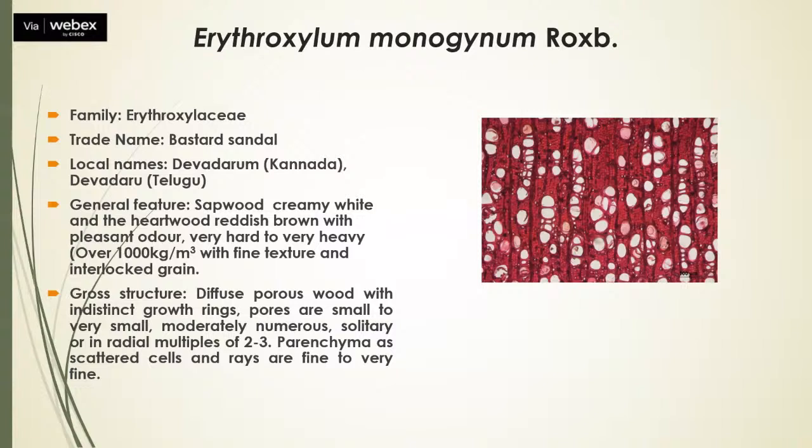So let us go through one by one. Anatomy of the Erythroxylum monogynum, which is an adulterant of the sandalwood. This is from the family Erythroxylaceae, whose trade name is bastard sandal, and it is known as Devadaru in Telugu. Its general features: it also has sapwood, same as sandalwood, that is creamy white, and the heartwood is reddish brown. It also has a pleasant odor, but the odor is not similar to sandalwood. It is also very hard and very heavy, around 1000 kg per meter cube, but the sandalwood is not this heavy.